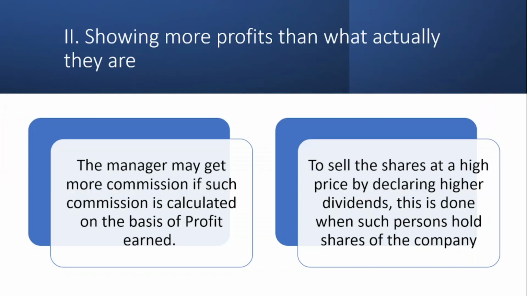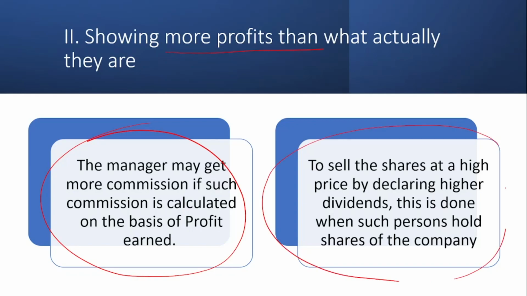The second scenario is showing more profit than what they actually are. Sometimes the manager will be told that if the company makes more profit, then he will be paid more commission. At that time the manager will try to show all these false profits. So that is the first point.